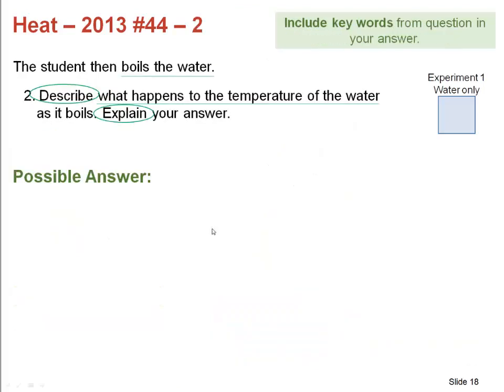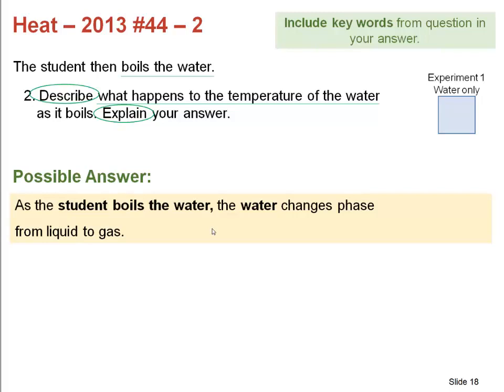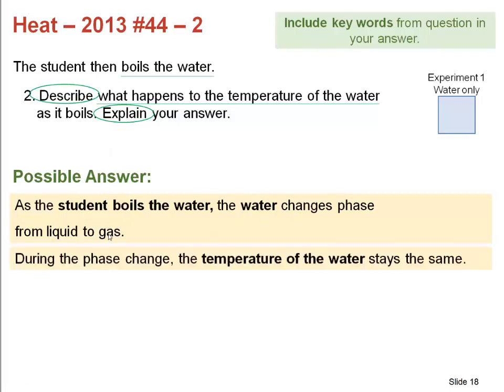The student then boils the water. Describe what happens to the temperature of the water as it boils. Explain. So boiling is a phase change. As the student boils, the water changes phase from a liquid to a gas. During the phase change, the temperature of the water stays the same.